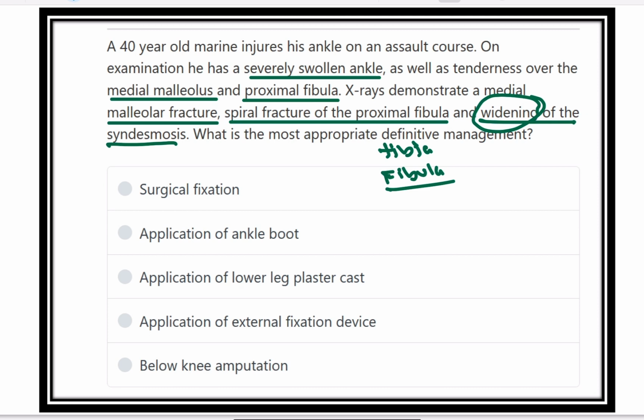So what may be the management? Here the options are surgical fixation, application of an ankle foot boot, application of a lower leg plaster cast, application of an external fixator device, and below knee amputation. So first of all, let's see the different types of fracture in the ankle joint.